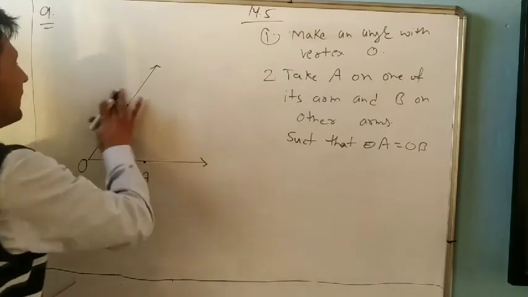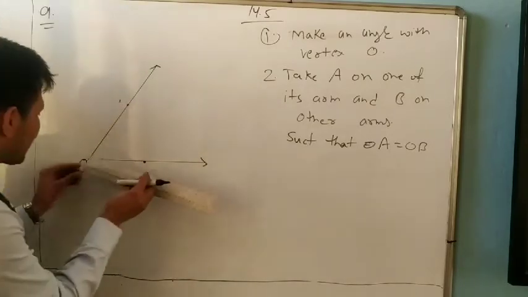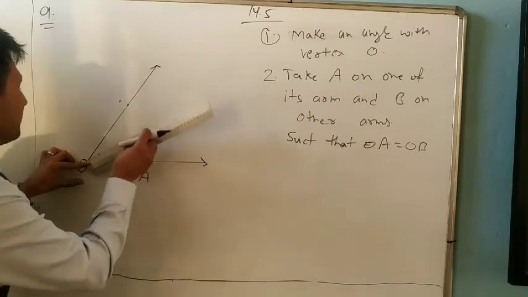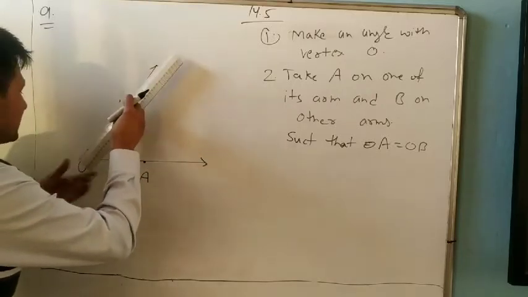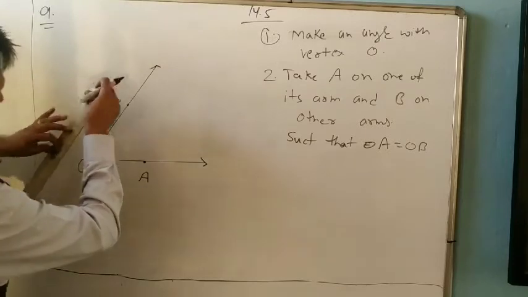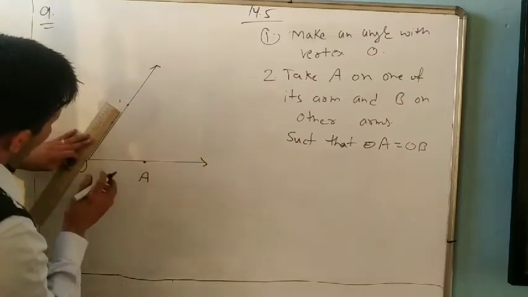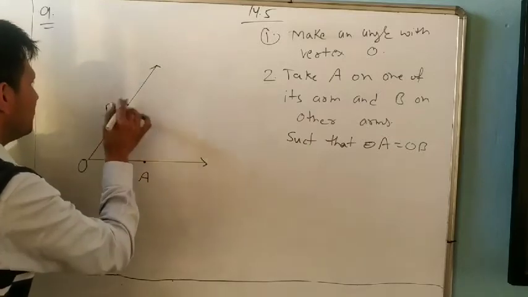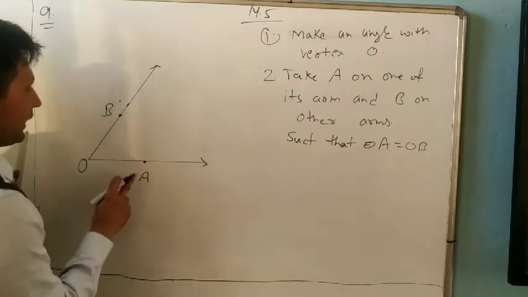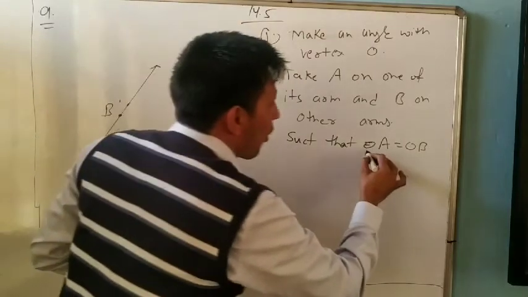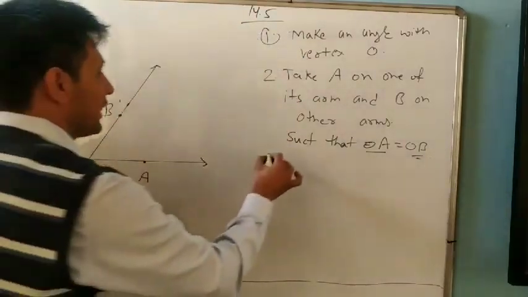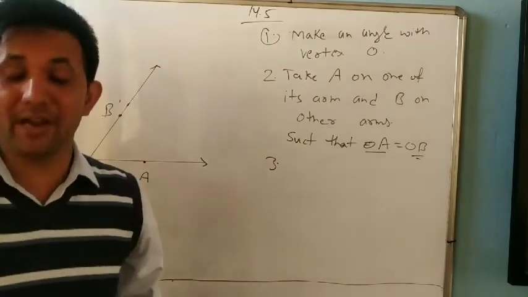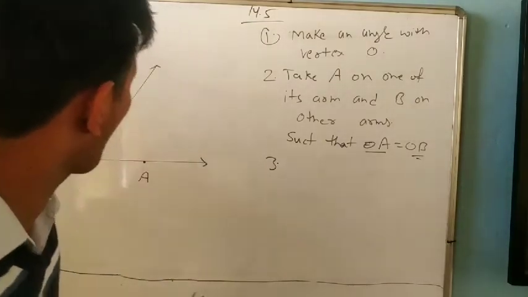So you cannot take B anywhere. Suppose we take A at 6 centimeters from O. So B we will also take at 6 centimeters. How much? On 6 centimeters. This is B. A is also, because what is given? OA equals OB.